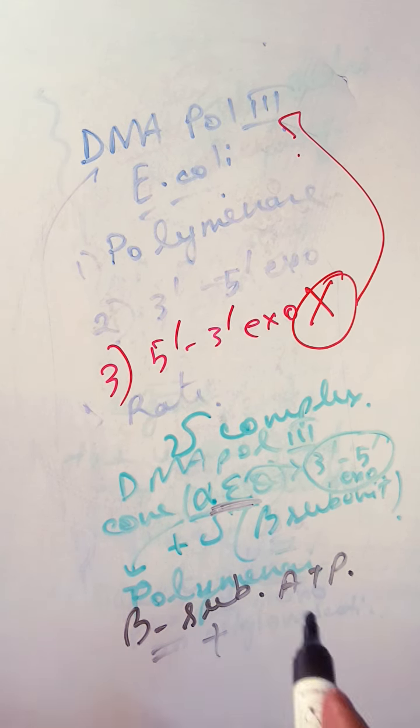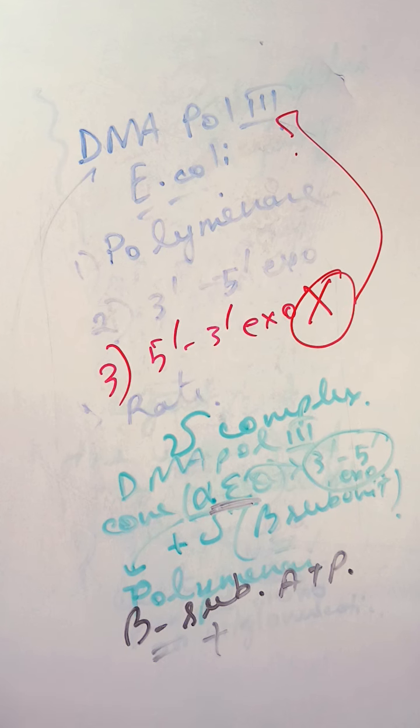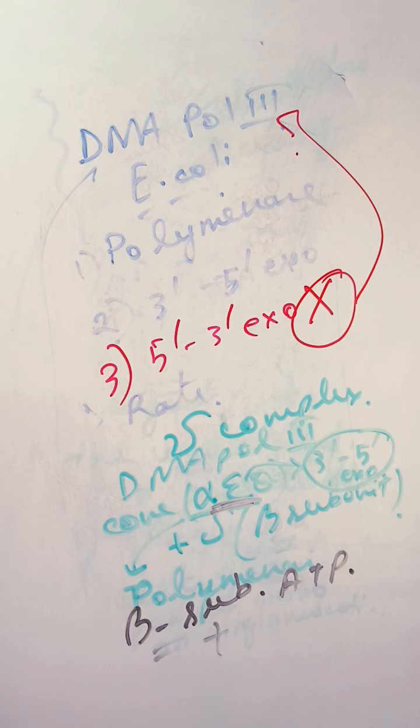So in this way, the gamma complex, specifically the beta subunit, helps in the DNA polymerization activity and speeds up the reaction.